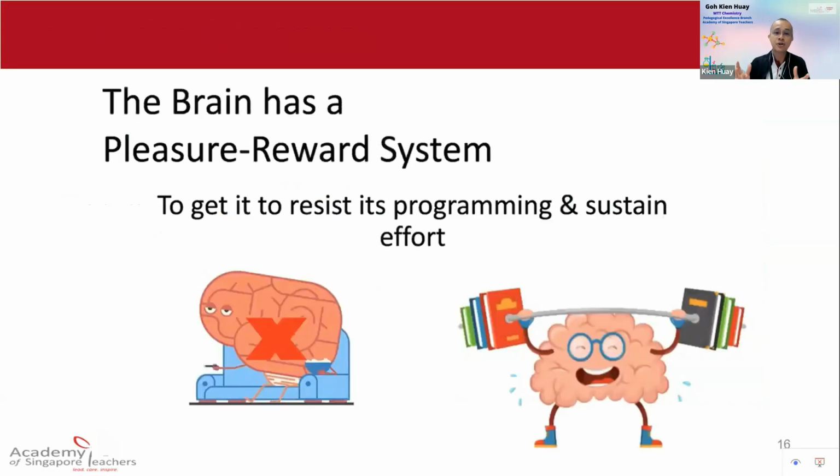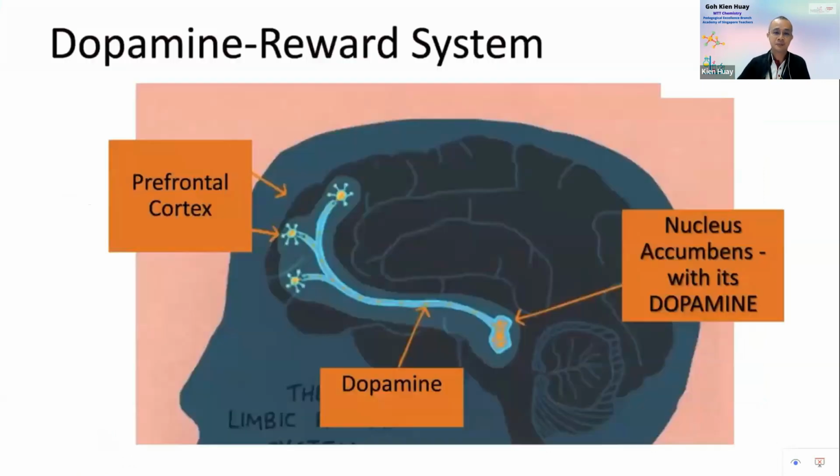Okay, and the brain also has a pleasure reward system to get it to resist its programming or to sustain its effort. So one of the neurotransmitters that we are interested in is called dopamine. Dopamine, of course, in its excessive release is bad, which is what social media is doing to our brain. However, dopamine in the right amount actually has a motivating factor. So basically, the dopamine is released to the prefrontal cortex from this part of the brain. Not to worry about the name of it. Just remember, dopamine is something that will motivate our students.